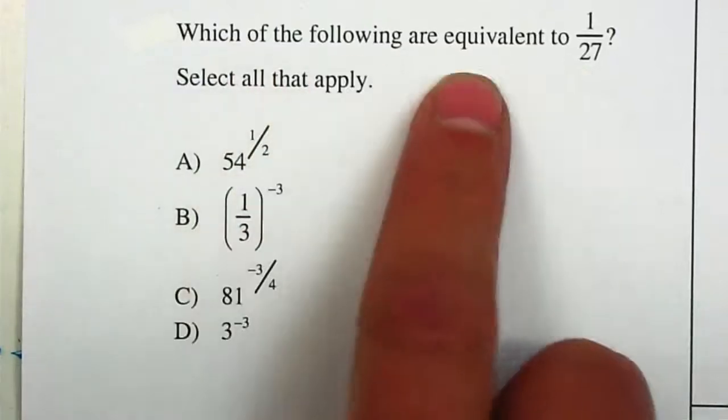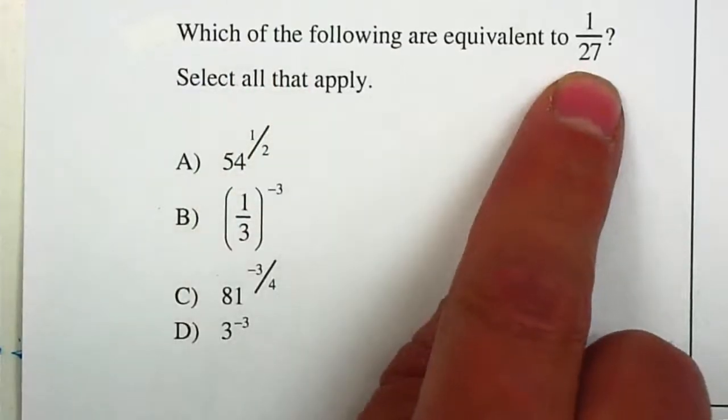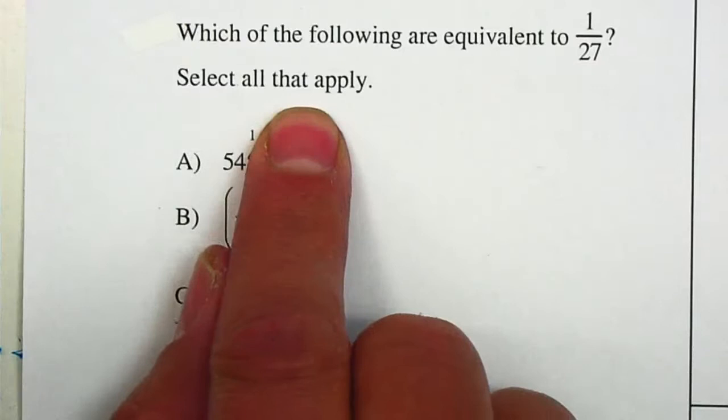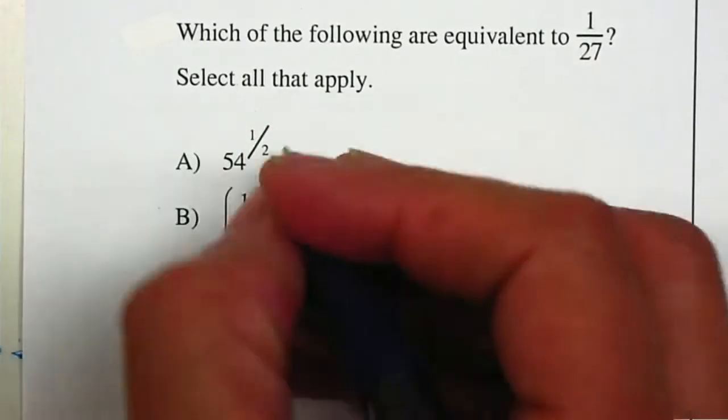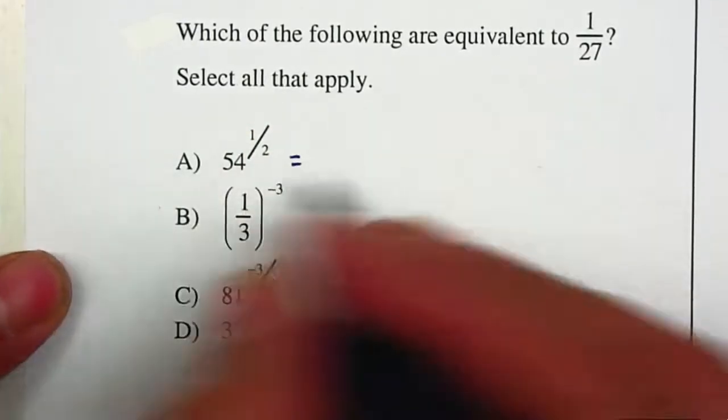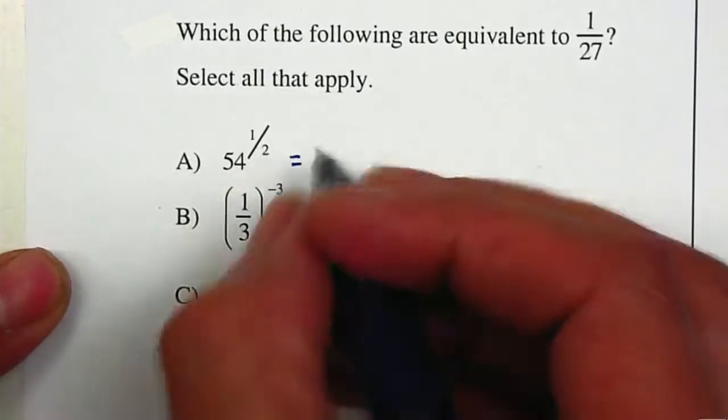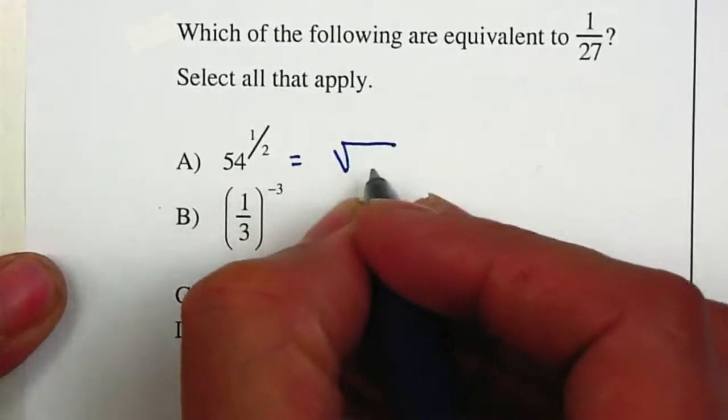Which of the following are equivalent to 1 over 27? Select all that apply, so we might have more than one answer. So we need to go through the process of just simplifying each one. Whenever you have a rational exponent, we want to be able to rewrite it as a radical notation.